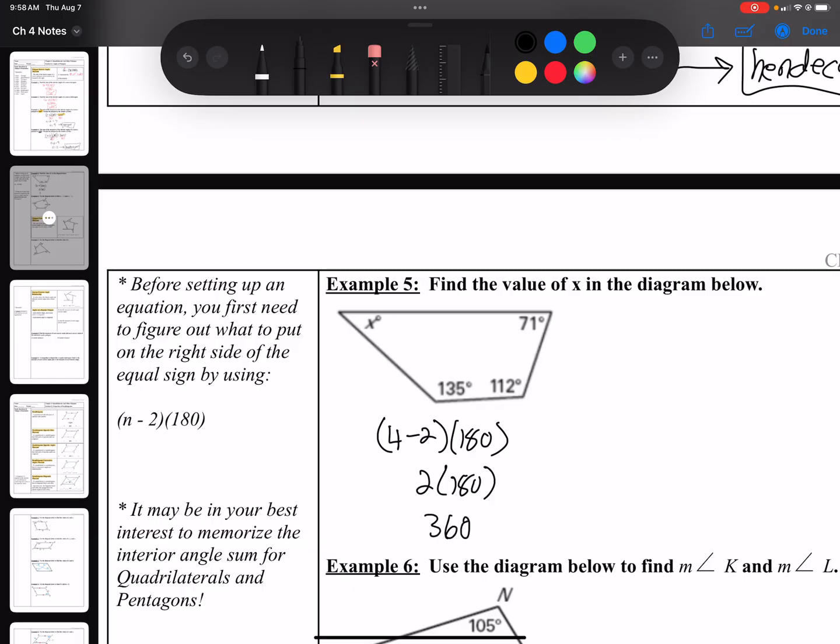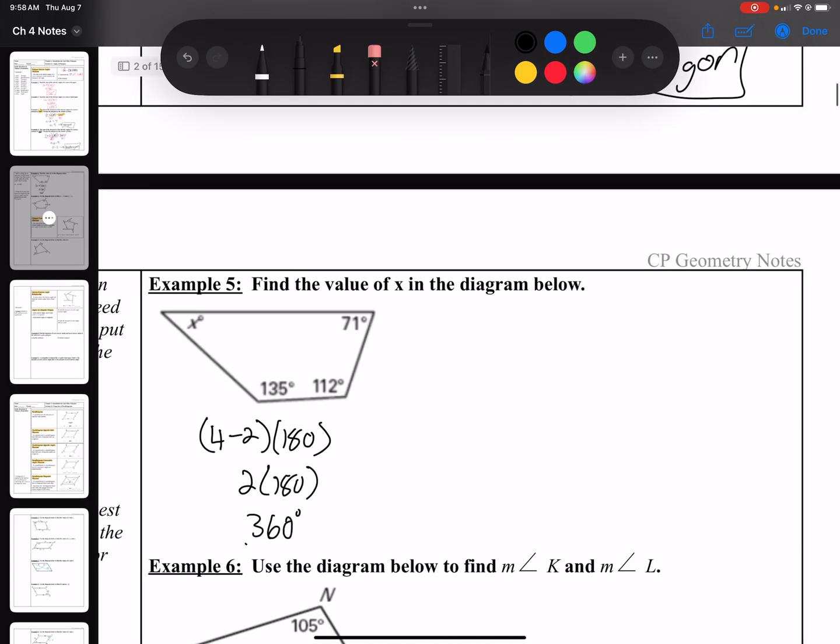It might be in your best interest to memorize that result. A quadrilateral's interior angle sum is 360 because we're going to be dealing with quadrilaterals quite a lot in this unit. Okay, so we did all that work just to figure out what those 4 angles should add up to. So I'm going to use that 360 and say, well, the interior angle sum, meaning when I add all the angles together, order doesn't matter, it has to add up to 360. Because it's a four-sided figure, the interior angle sum is 360.